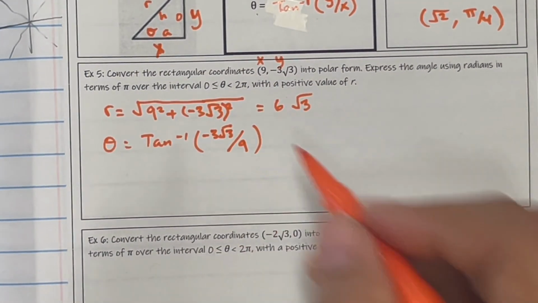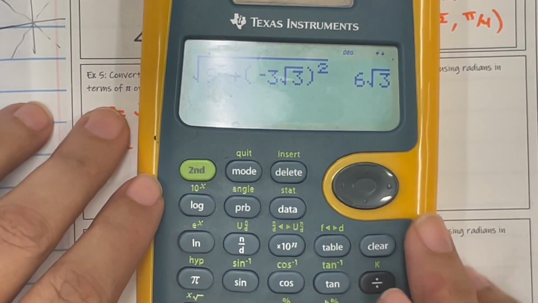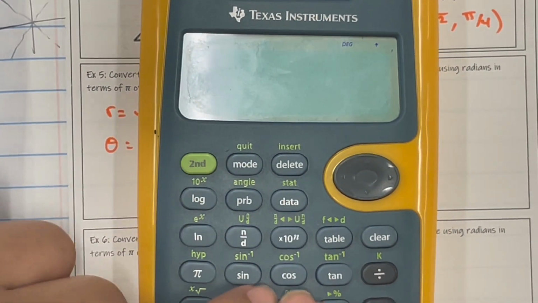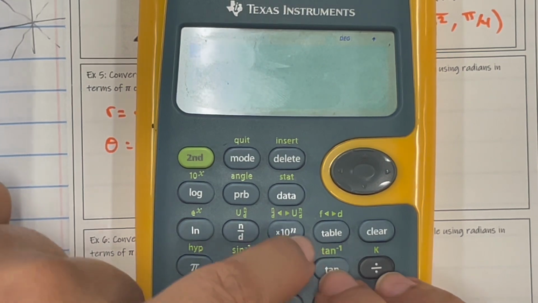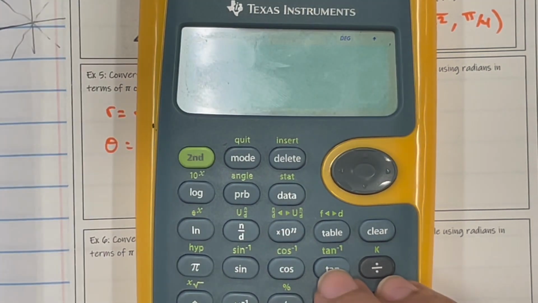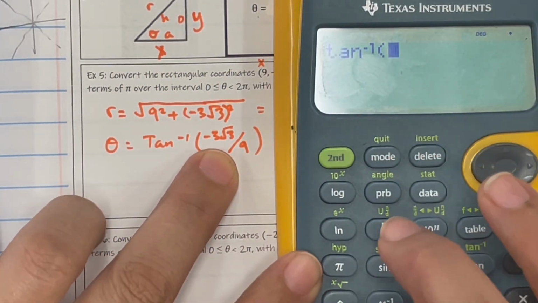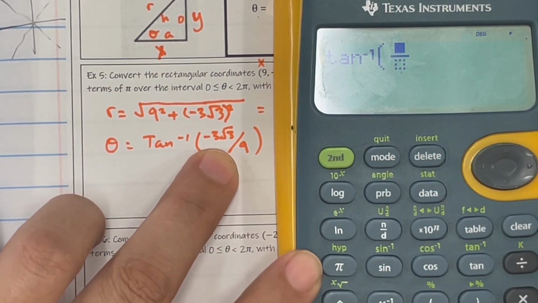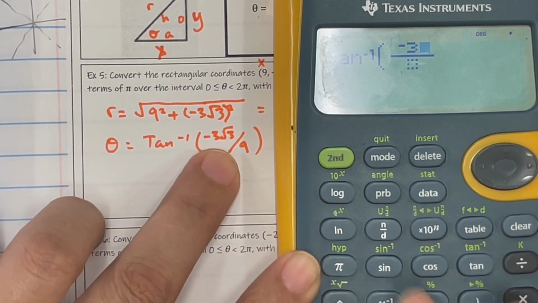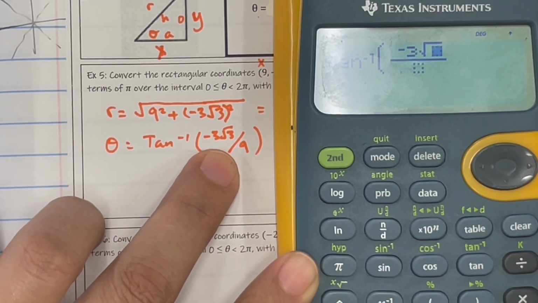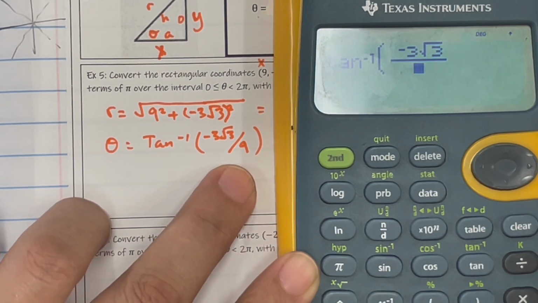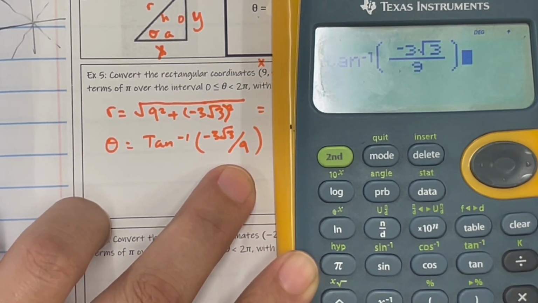Because these are not numbers I recognize, I'm just going to put it straight in the calculator. So inverse tan, you can see tan is right here. Inverse tan is in green, so that means you hit the green one and then that. So inverse tan of, I need a fraction, so I'm going to put ND. And then on the top, negative 3 radical 3, and on the bottom, 9, come back out, close the parentheses. So that's going to be negative 30.